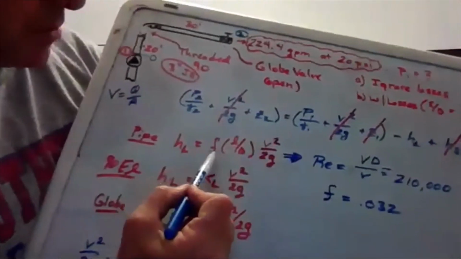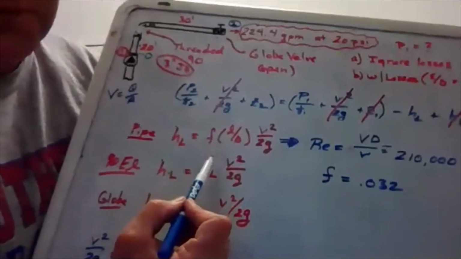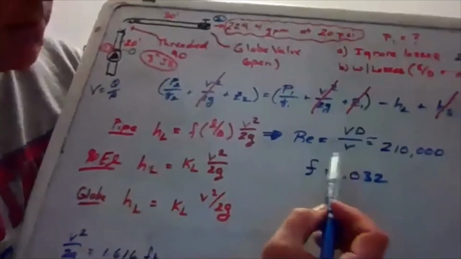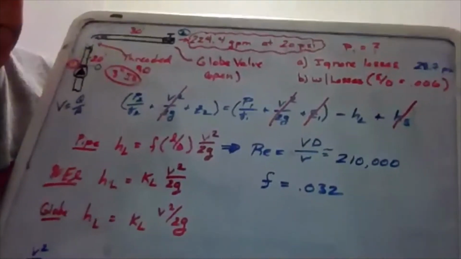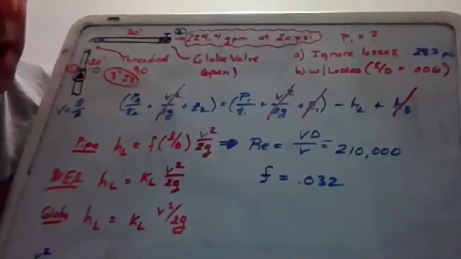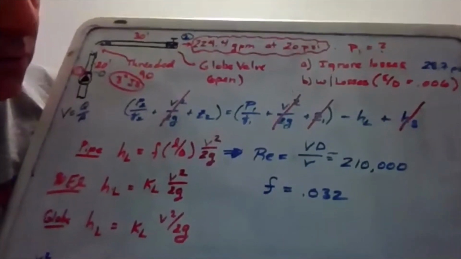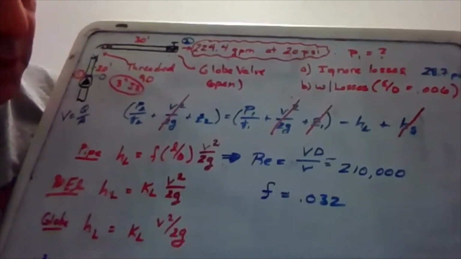So there's our expression for the pipe, and obviously we need to get the friction factor. I went through a Reynolds number calculation and I got 210,000. Wow, that's huge, very turbulent. But once again, water is low viscosity, and this water is really moving in a relatively small pipe.